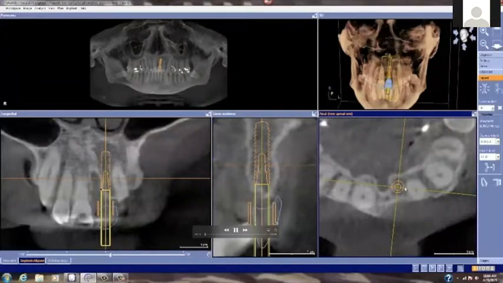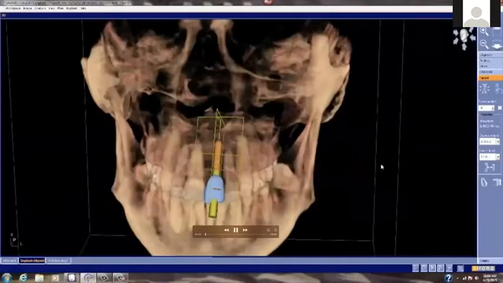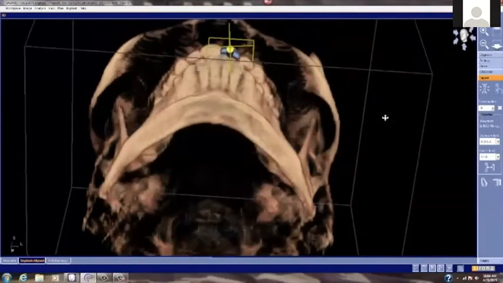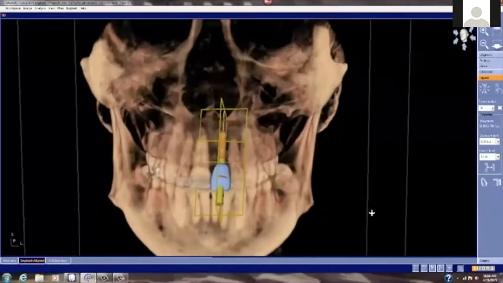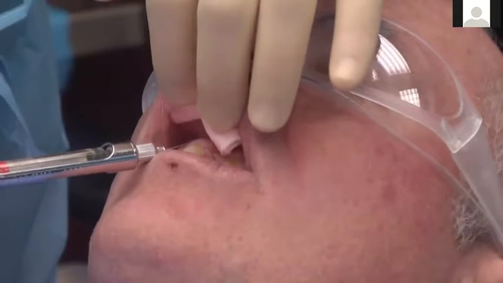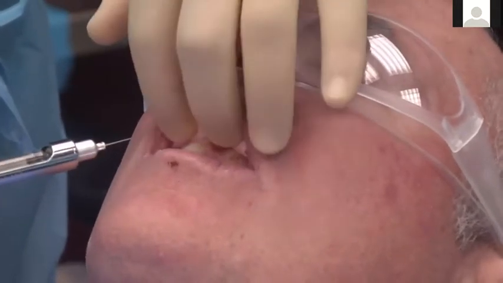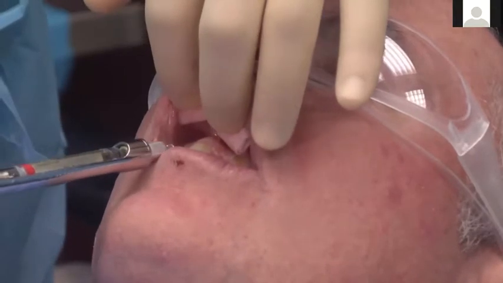So at this stage, this is the planning. As you can see here, we are very close to the orifice of the canal. Again, you can click here on the axial view and scroll down, and you can see how close you are to the actual tooth and the nerve. And then you can obviously always check in the 3D view. It's very, very important to always check any changes you make in the 3D view to make sure that you're on plan.